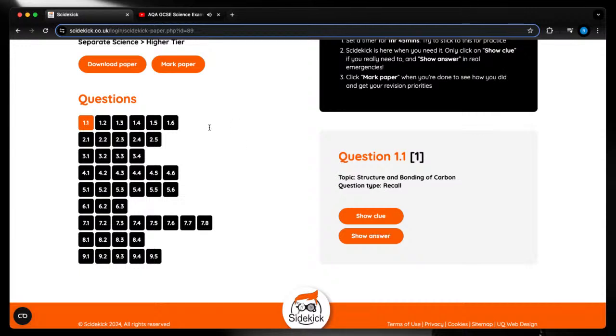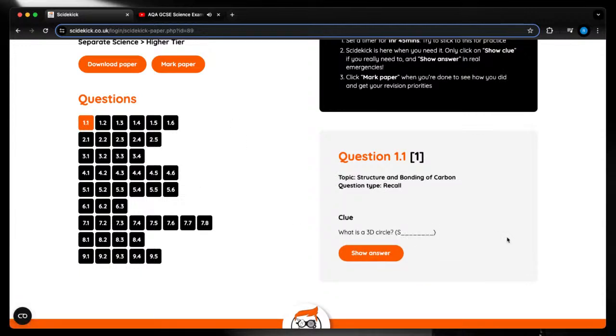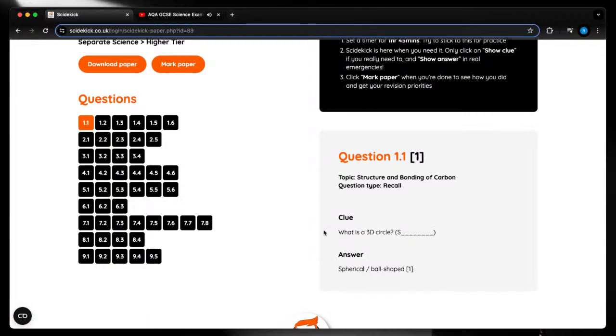So this is a recall question. All you need to do on question 1.1, if you get stuck on it, is show the clue. That is what it does. In a recall question, it'll just give you a little clue, a little hint, like so. If you want to see the answer, you can see the answer as well. But I don't recommend that, because here it's trying to go, what is it? Just think about it for a second, and it can help you recall those things.